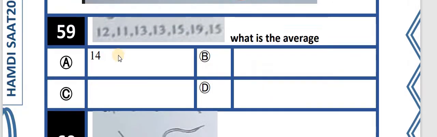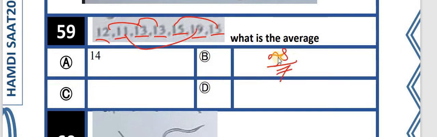What is the average? We add 12 plus 11 plus 13 plus 13 plus 15 plus 19 plus 15. Here 15 plus 15 is 30. 19 plus 11 is 30. 13 plus 13 is 26. So here 86 plus 12 is 98, divided by 7. Here it said during the week, so we are given 7 numbers. So 98 divided by 7 is 14.